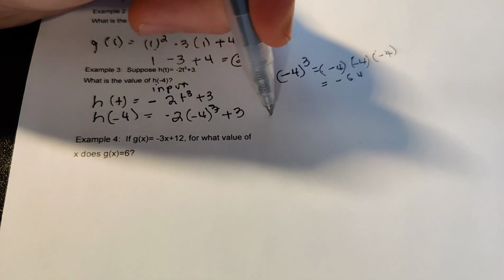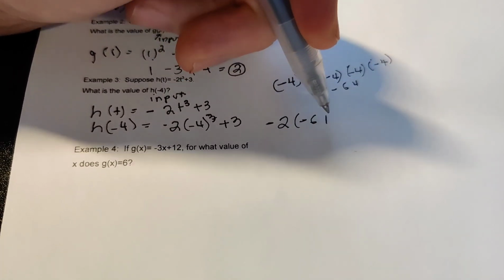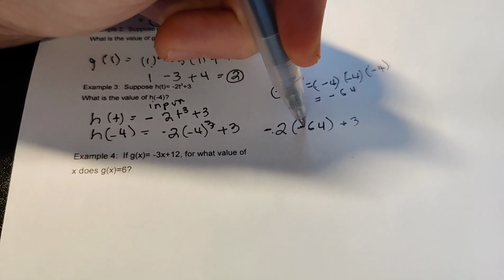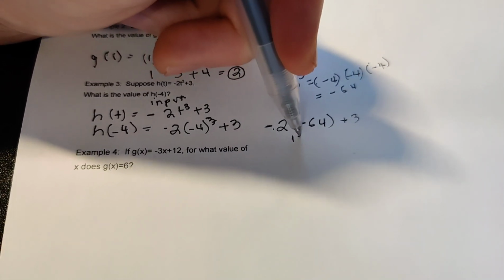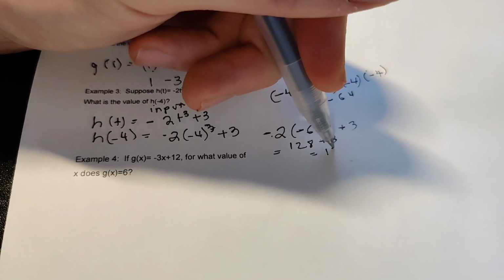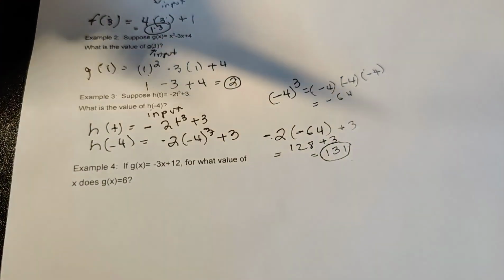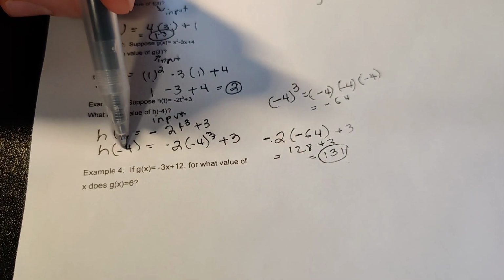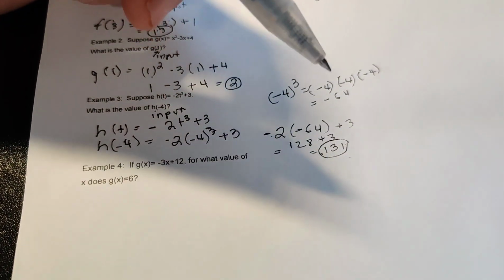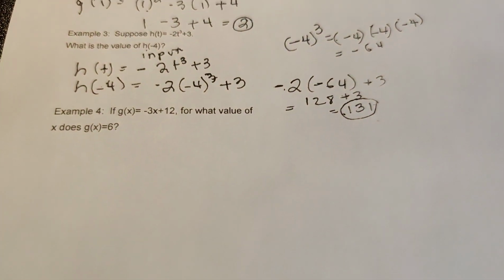Let's go back here. We got negative 2. Instead of the negative 4 cubed, we're going to put in the negative 64 plus 3. Negative 2 times negative 64 is positive 128 plus 3, which gives us 131. Okay? So what this means is when our input is negative 4, our output is 131. All right. Let's take a look at example 4 because that's a little different.